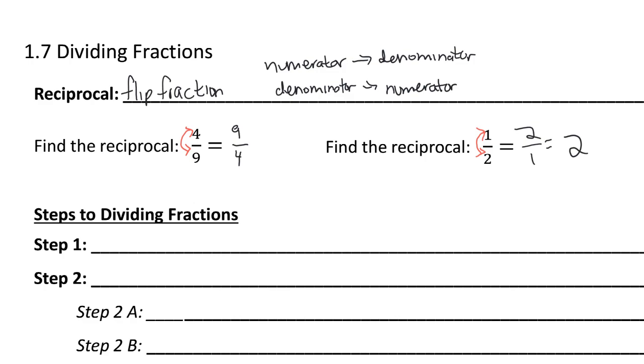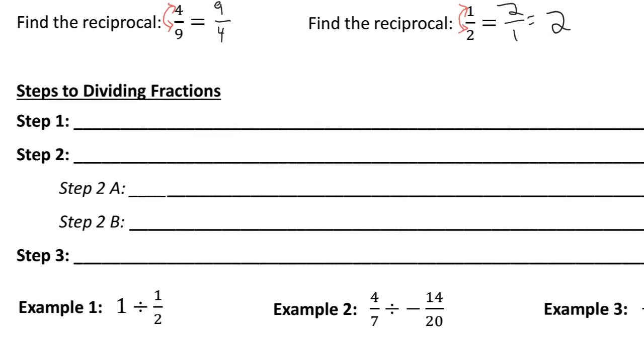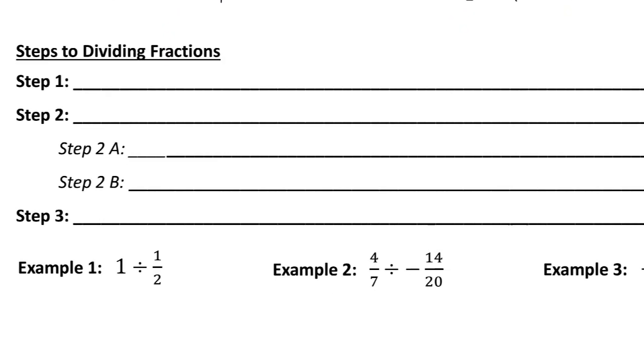All right, so dividing is kind of in the middle. It's not easy, it's not hard, it's just in the middle. Our first step is to find the reciprocal of the second fraction, the one that you're dividing by. And now you're going to multiply the original fraction by the reciprocal of the second.